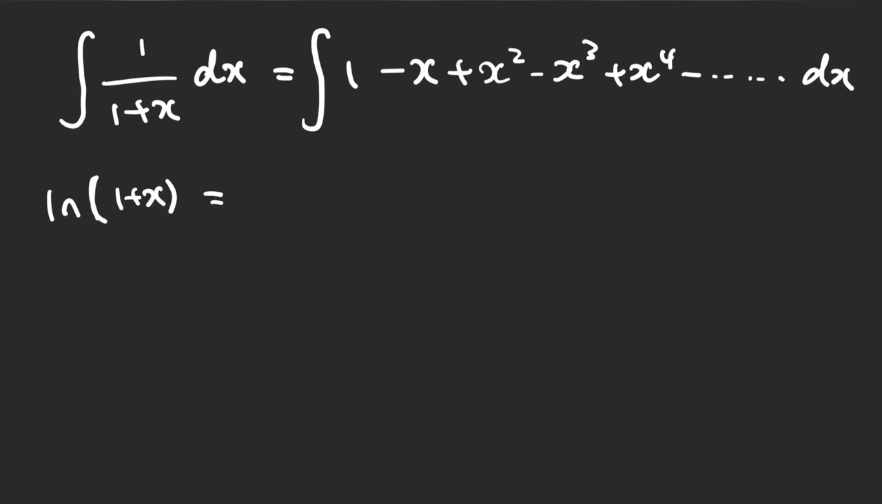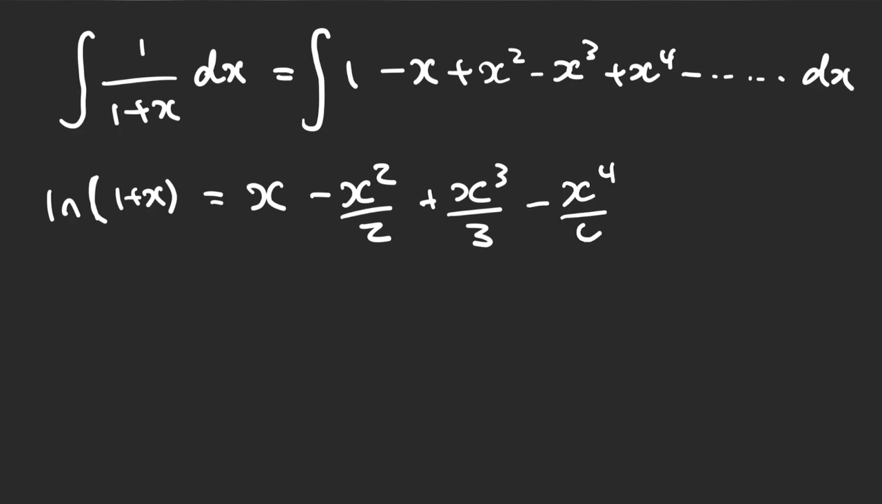And that's going to be equal to, okay, so now we need to integrate this infinitely long string of x's, basically. So the integral of 1 is, of course, just x. The integral of negative x is negative x squared over 2. The integral of positive x squared gives us positive x cubed over 3. The integral of negative x cubed gives us negative x to the 4 over 4 plus x to the 5th over 5, and so on, negative x to the 6 over 6, all the way off forever.